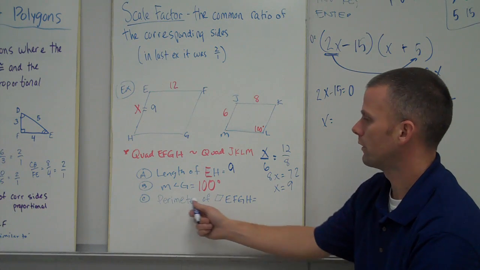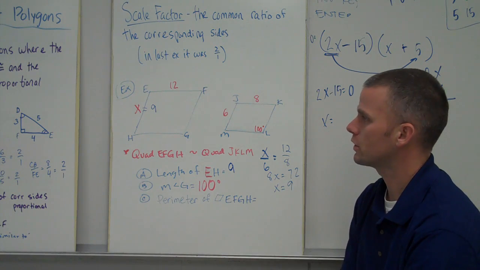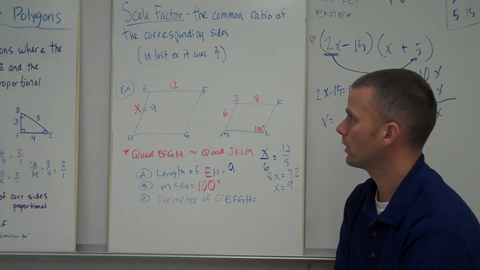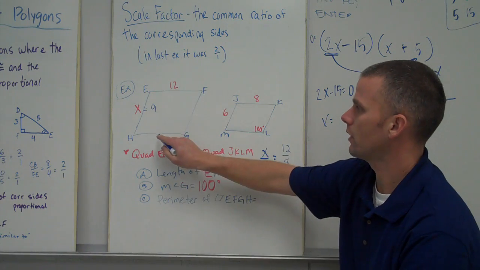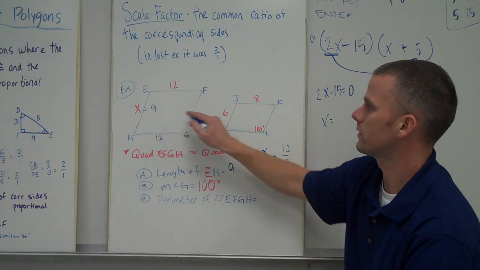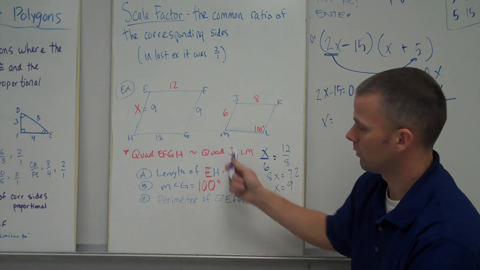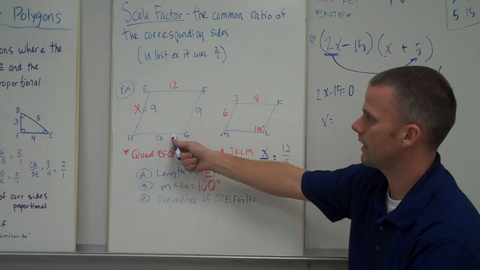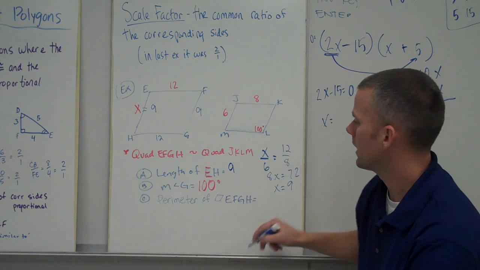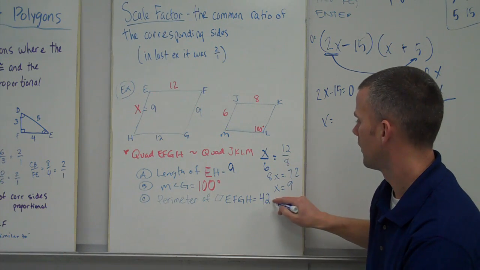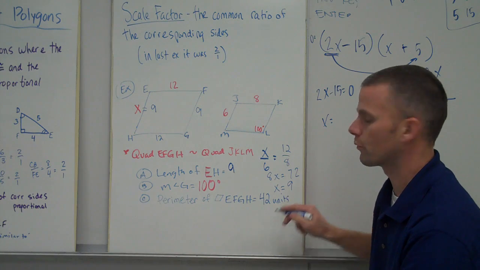The perimeter of quadrilateral EFGH, again, if we know they're similar, this side also has to be 9. So in terms of perimeter, add up all your sides, 12, 24, and 18. We know the perimeter is 42 units.